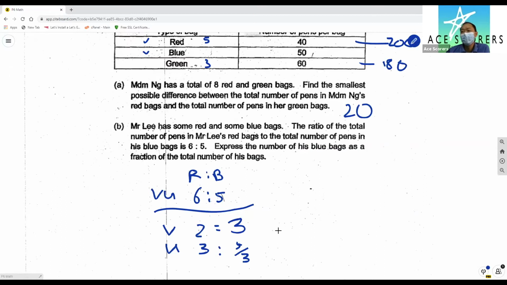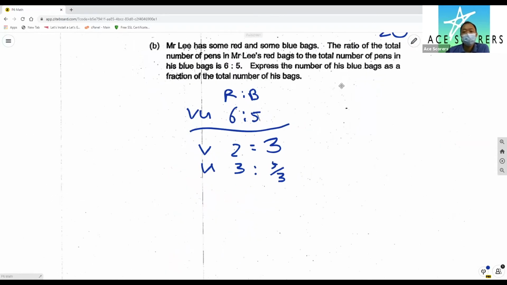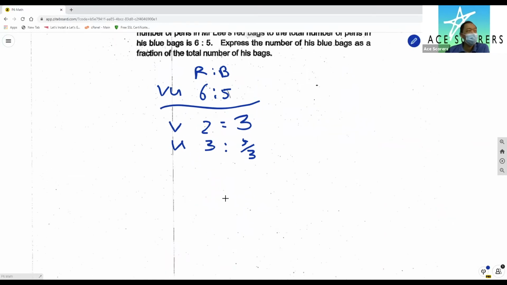Alright, so if you don't like decimal, what can you do? If you don't like decimal, just multiply by 3. Here also times 3. So 9 is to 5. Correct? Because it's a ratio, you can multiply throughout. But every time you multiply one, you must multiply the other. So again, 9 is to 5.